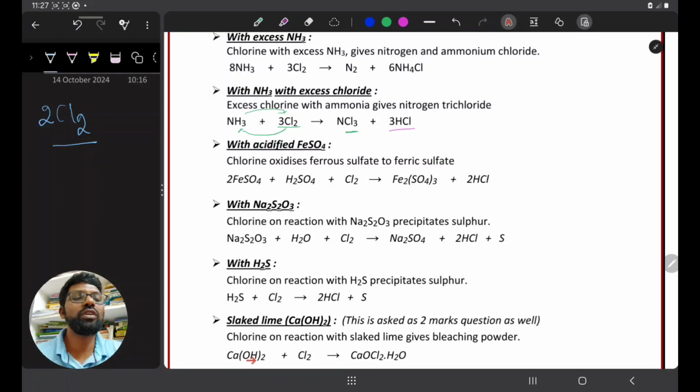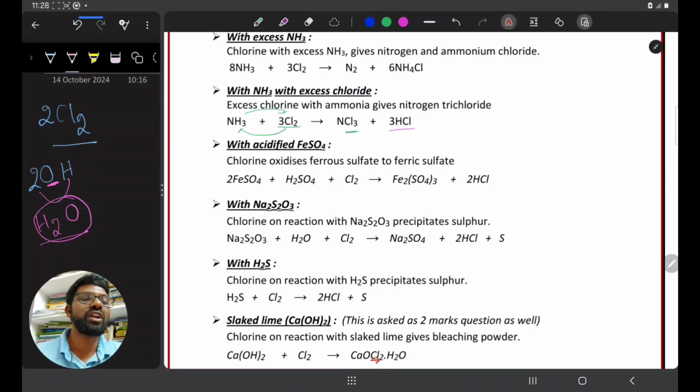You do one thing here. OH taken twice means there will be two OH groups. Two OH groups means two hydrogens and two oxygens, and out of that, if you take two hydrogens and one oxygen, that becomes H2O, right? H2O can be written separately, and what's left here? One oxygen is left. That oxygen combines with this Ca, then it becomes CaO, and here Cl2 is there, CaO and Cl2. I hope you understood this.